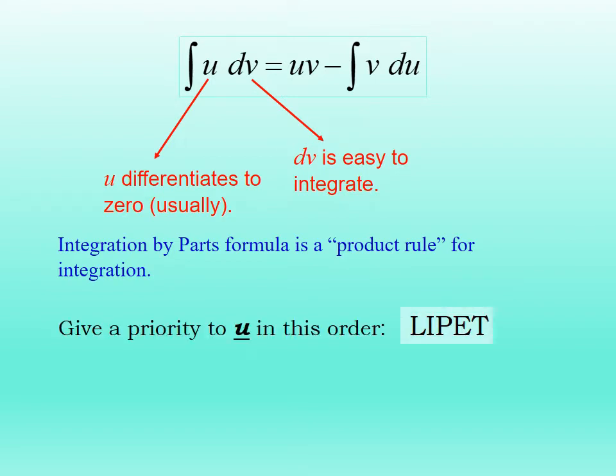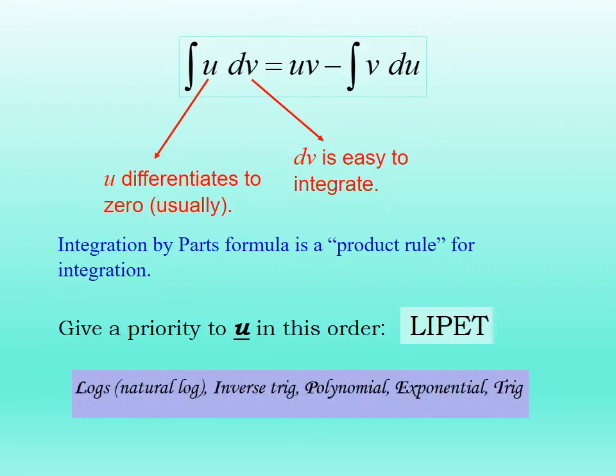During assignment of functions into u and dv, we have to use this order of functions. It is written in a shorthand form, LIPET. L stands for logarithmic function or the natural logarithm. I stands for inverse trigonometric functions. P stands for polynomial function. E is for exponential. T is for trigonometric functions. Good. So this LIPET helps you assign a function into u, not into dv.